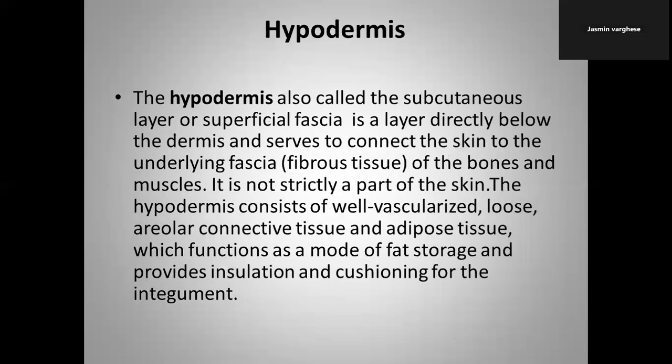The hypodermis is also called the subcutaneous layer or superficial fascia. It is a layer directly below the dermis and serves to connect the skin to underlying fascia or fibrous tissue of bones and muscles. It is not strictly a part of skin. The hypodermis consists of well-vascularized loose areolar connective tissue and adipose tissue, which function as a mode of fat storage and provide insulation and cushioning for the integumentary system.